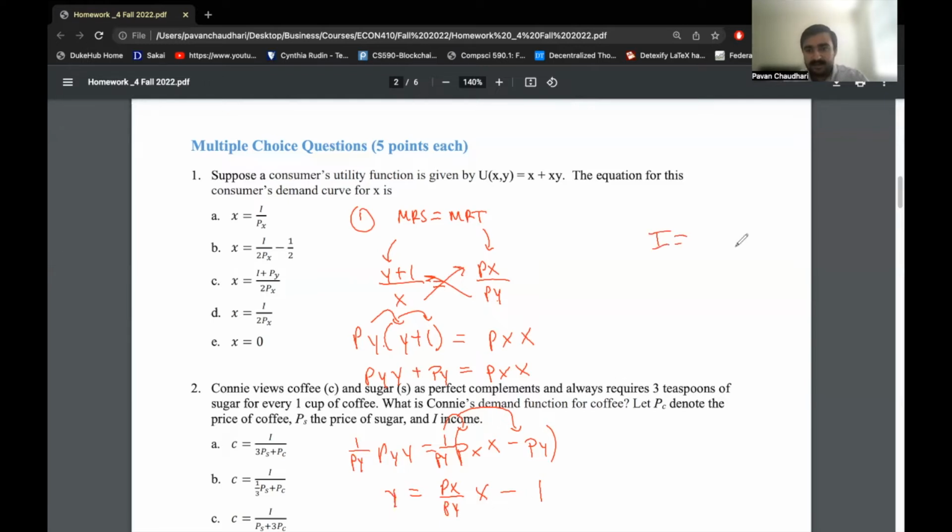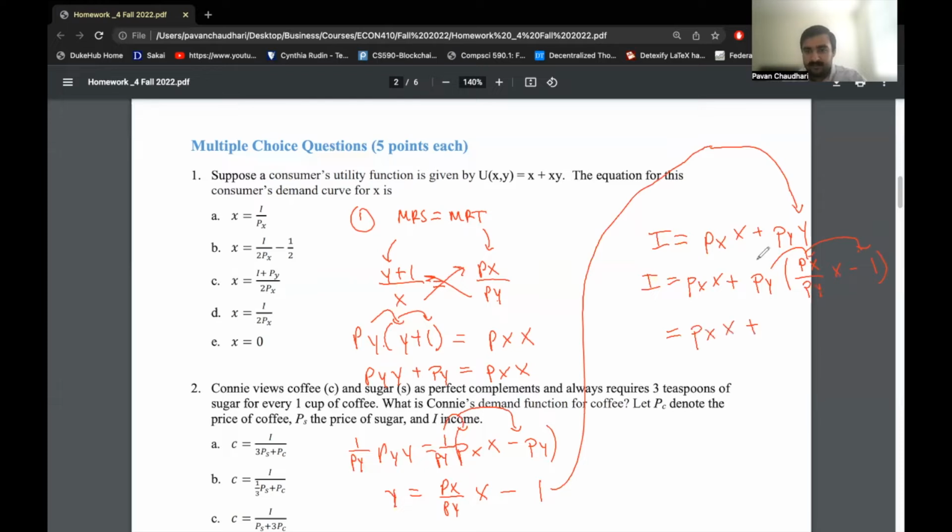So we want to plug that into the budget line. So we'll plug that in here for y. So we get I equals PX x plus PY times (PX over PY x minus 1). And again, we're going to distribute the PY. So we get PX x plus, so the first term becomes PX x, right? The PY's cancel out. The second term becomes just PY.